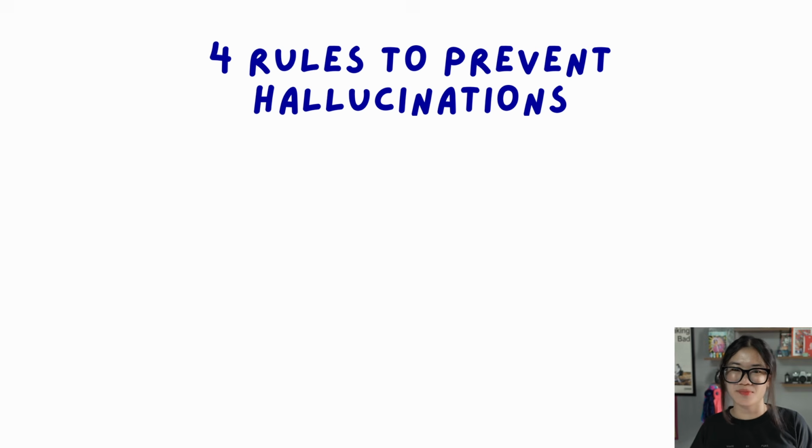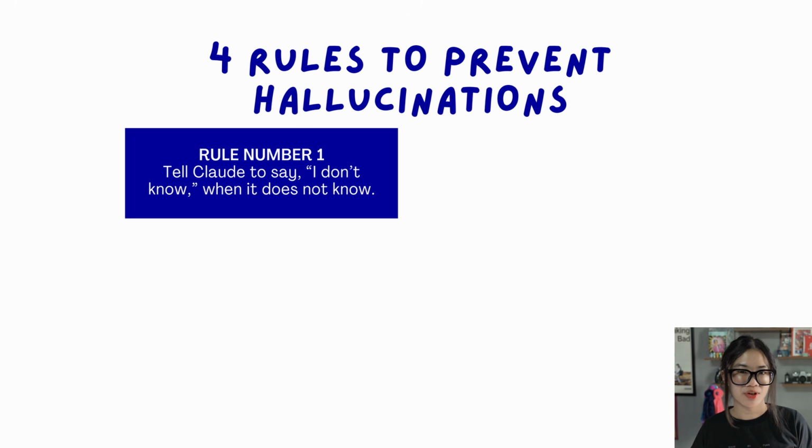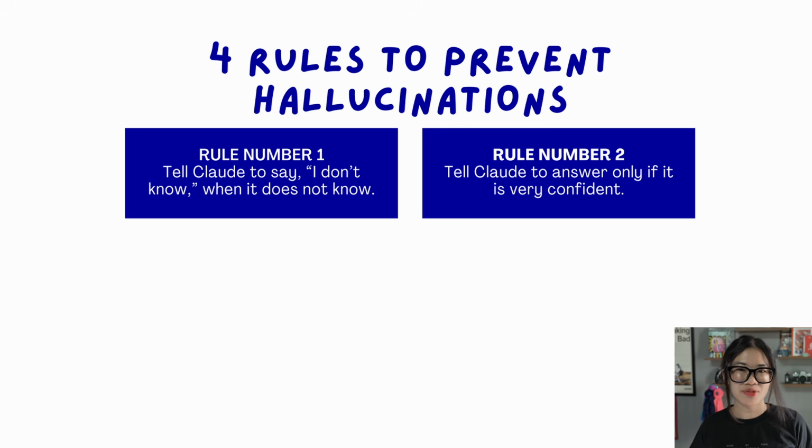The first rule is simple. Tell Claude to say, I don't know when it does not know. For example, you can add, if you do not have enough information, say, I don't know based on the provided context. The second rule is confidence control. Tell Claude to answer only if it is very confident. For example, only give a final answer if you are highly confident. If the evidence is unclear, say what information is missing.